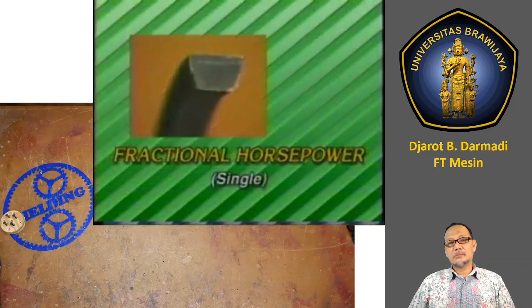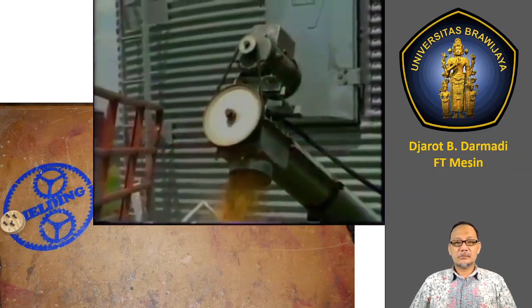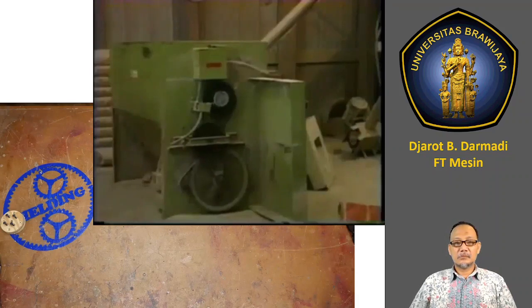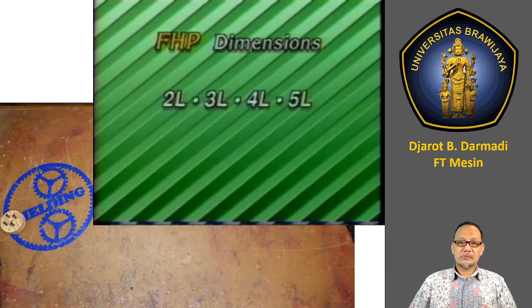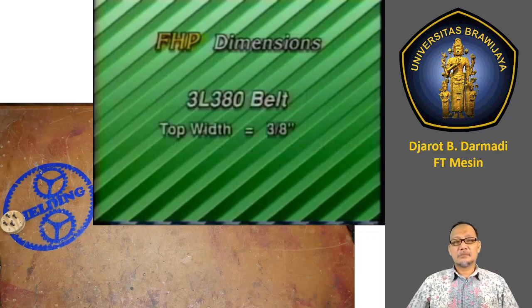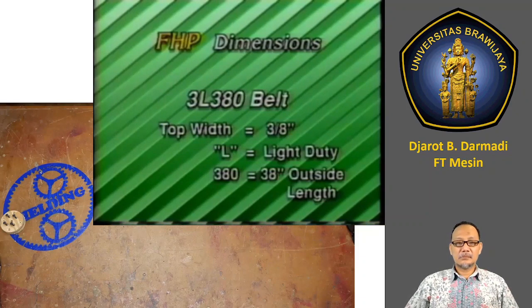Another common belt type is the fractional horsepower or single V belt. FHP belts are light-duty belts used when the prime mover is a fractional horsepower motor or small engine. Typical applications include appliances and many small machines in industry and around the home. The top width dimensions of the FHP belt are identified by the prefixes 2L, 3L, 4L, and 5L. But while the digits in the classical designation indicate inside length, the digits in the FHP belt indicate approximate outside length. For example, a 3L 380 belt means a 3/8 inch top width, the L indicates light duty, and 380 means 38 inches outside length.